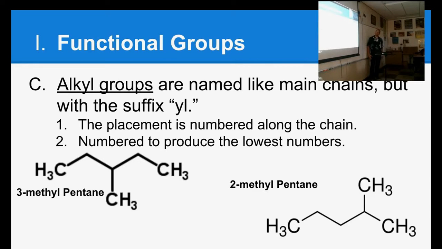So if it's an alkyl group, we name whatever that molecule would be. We say -yl, and we stick it onto the main chain, and we count along the main chain for where it's joined, and use the smallest number possible. So we count from the end that gives us the smallest numbers.